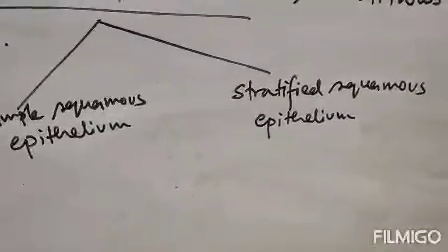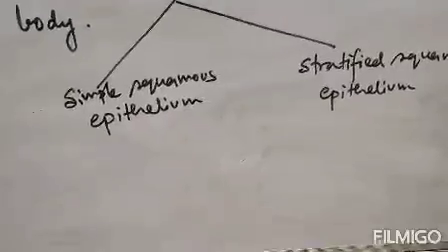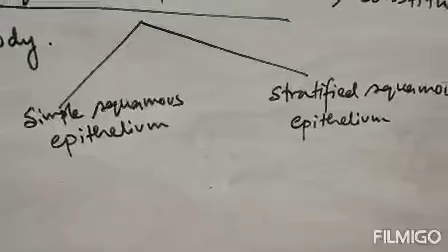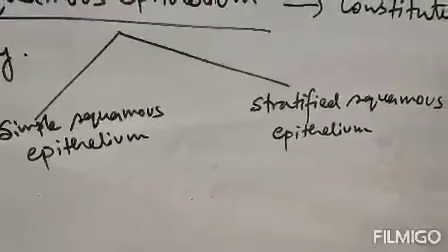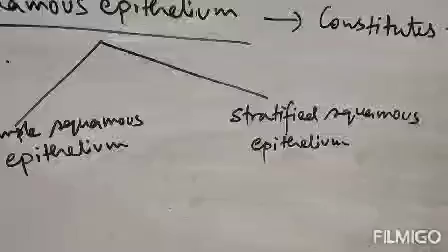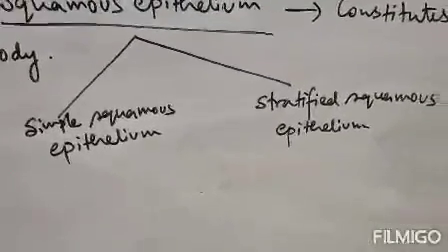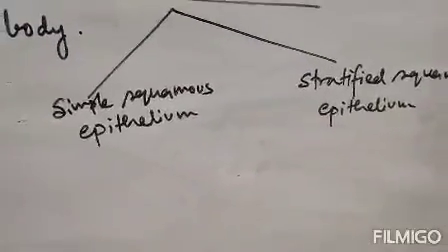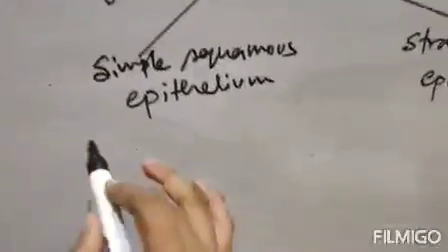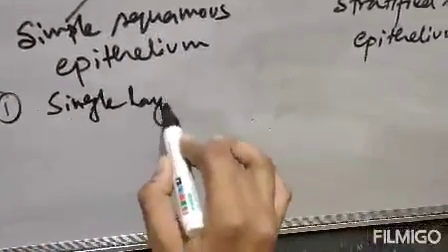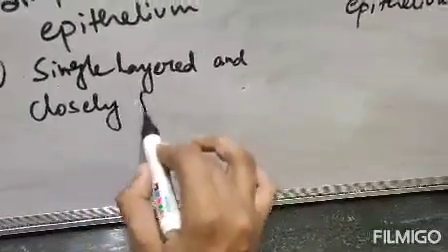Clear? Now coming to simple squamous epithelium, it is a single layered and closely fitted cell or tissue. The cells are very thin and flat and like tiles over a floor. When tiles are closely packed or cemented together on a floor, it looks almost like that. So number one, it is single layered and closely fitted.